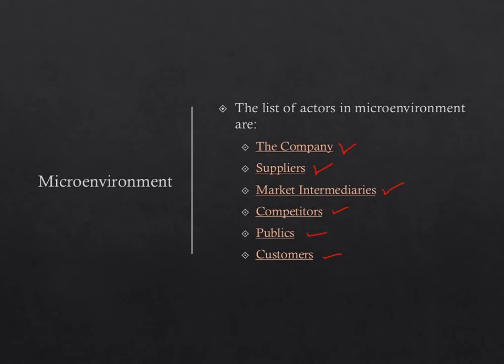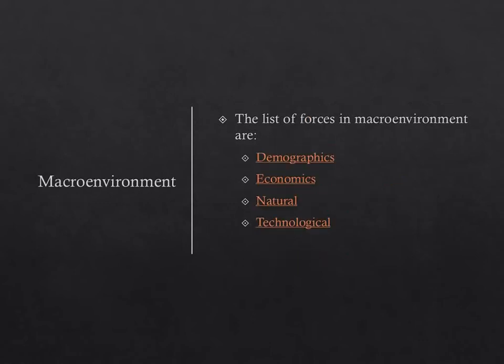So you need to actually identify those intermediaries. You need to specifically identify the competitors, right? So the next part, which is the macro environment, actually involves the demographics, economics, natural environment, or maybe natural disasters, and then technological. These all are the elements which are the forces.